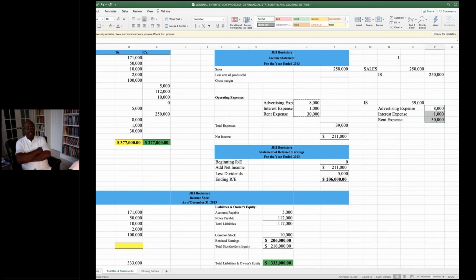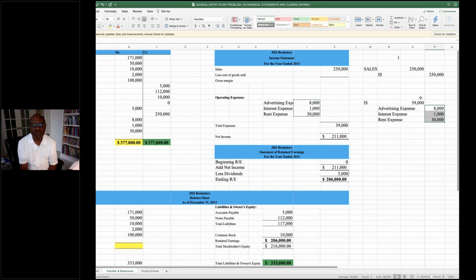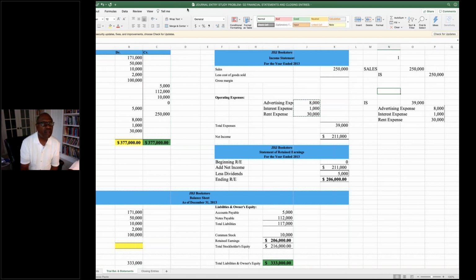Now, can I get a closing entry 3? The retained earnings, so you got to do income summary. So this is closing entry 2 here. So now we're ready for closing entry 3. So what are we going to debit? 206,000.